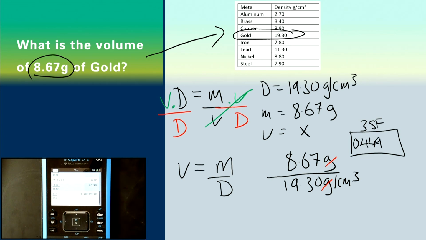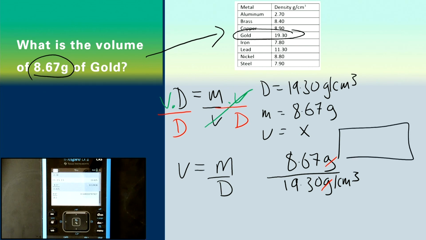Looking at our units, we know we're looking for volume. We saw that our 2 grams cancelled out. So our final answer will be centimeters cubed. So 0.449 centimeters cubed. Let me just write that a little bit bigger so you can see it. So 0.449 centimeters cubed with our 3 sig figs.